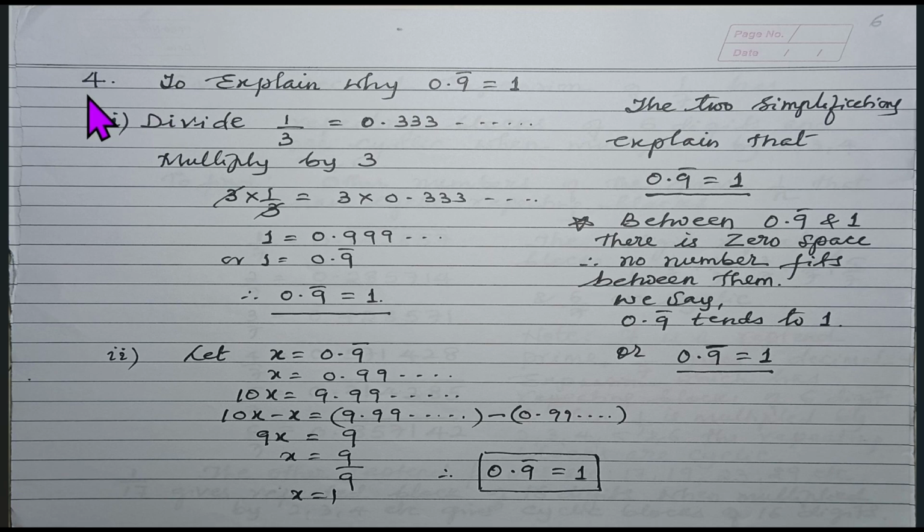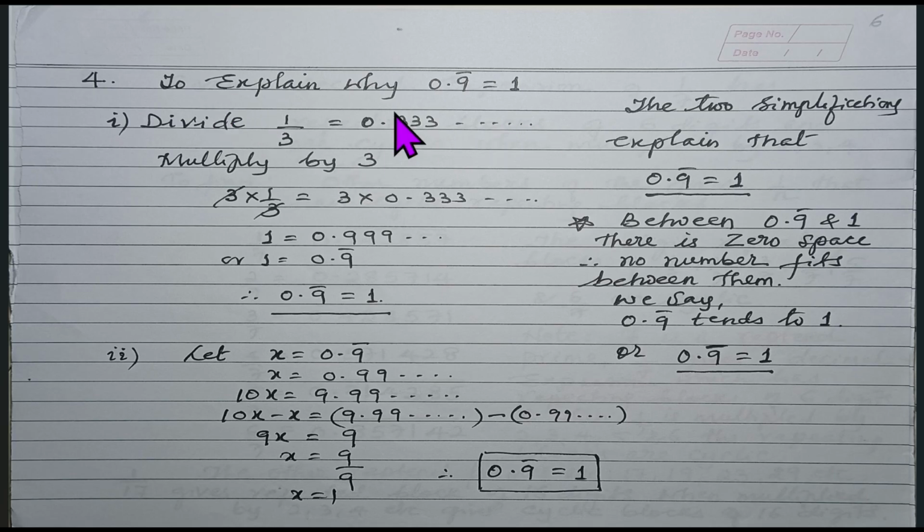Now the fourth one, example number 4, to explain why 0.9 bar is 1. Very interesting, 0.9 bar is 1, that means 0.9999 is 1. So whether I write 0.9999 or write 1, both mean the same, or both are equal. Now let us understand how it is. Now let us take 1 upon 3. 1 upon 3 is what? When I go for the long division method, I get 0.3333, unending or non-terminating recurring decimal expansion here.